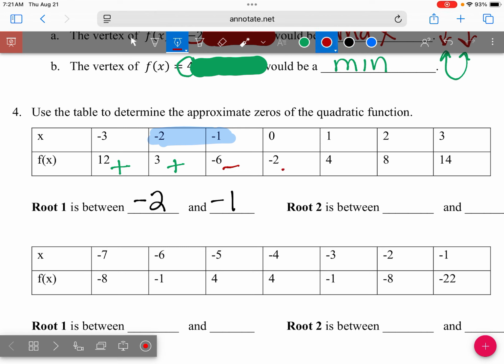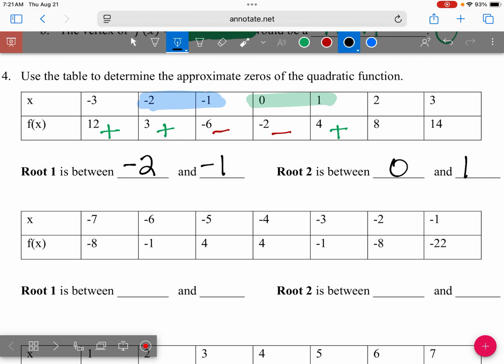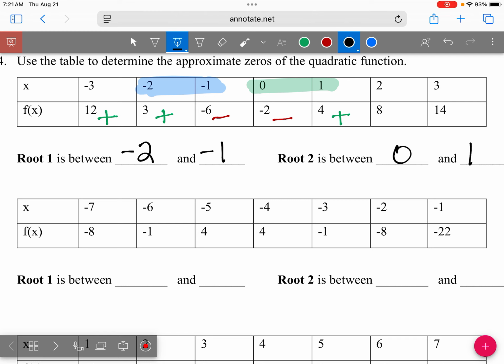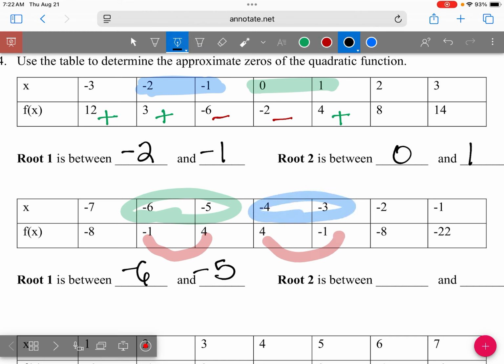All right. So then it's still negative, and then boom, I went back positive. So immediately there was another sign change. This would be my second. It would fall between 0 and 1. So when you do the same thing on the next table, you can see how I have a sign change from here to here, which means my first root is going to fall between negative 6 and negative 5. And then I have another sign change from here to here. So my second root is between negative 4 and negative 3.